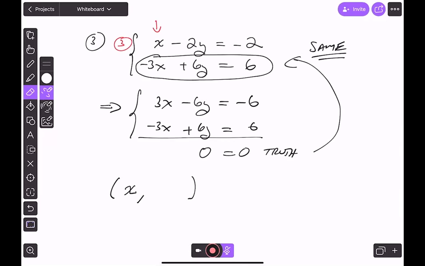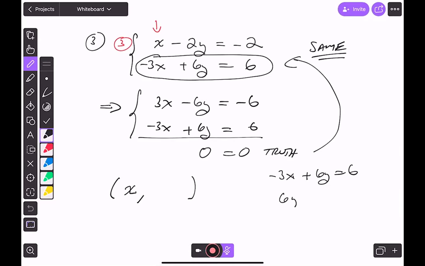So you get minus 3x plus 6y is equal to 6. 6y is equal to 3x, I'm adding 3x to both sides, plus 6. Divide both sides by 6. You get y. 3 divided by 6 is 1/2 of an x. And 6 divided by 6 is 1. So I'm going to say what y is. This is what y is. y is 1 plus x over 2.